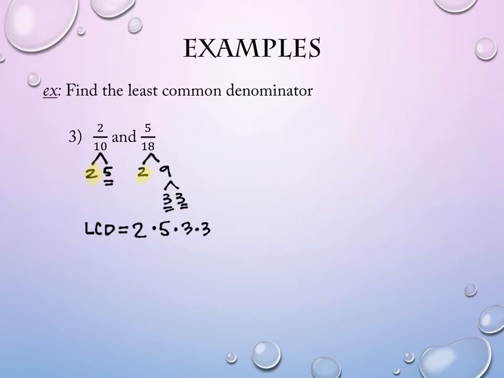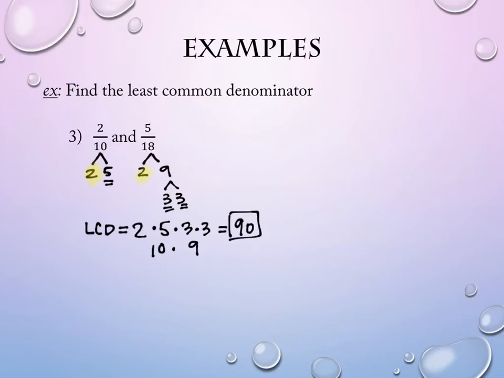So all of these values multiplied together will then give me my least common denominator. So let's take a look. What is 2 times 5? 10. And 3 times 3? Which would be 9. It's okay. And then 10 times my 9 would be 90. So my least common denominator is just the 90.